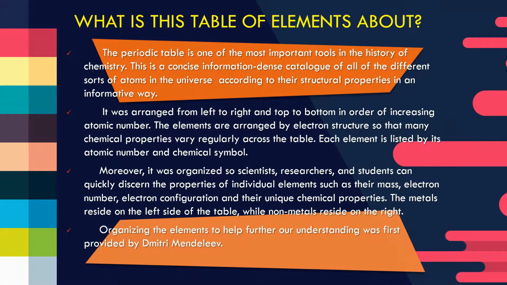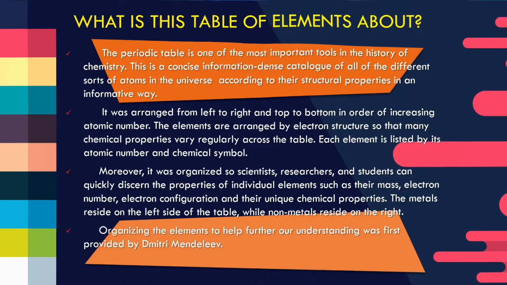Moreover, it was organized so scientists, researchers, and students can quickly discern the properties of individual elements such as their mass, electron number, electron configuration, and their unique chemical properties. The metals reside on the left side of the table while non-metals reside on the right. Organizing the elements to help further our understanding was first provided by Dmitri Mendeleev.